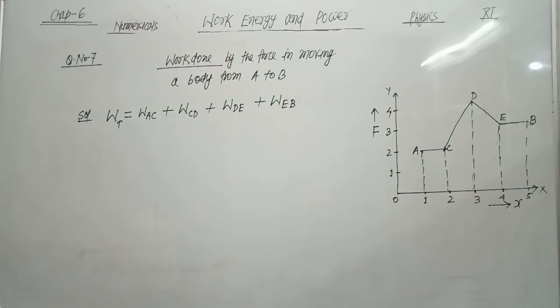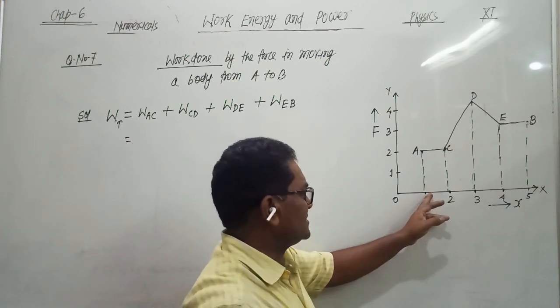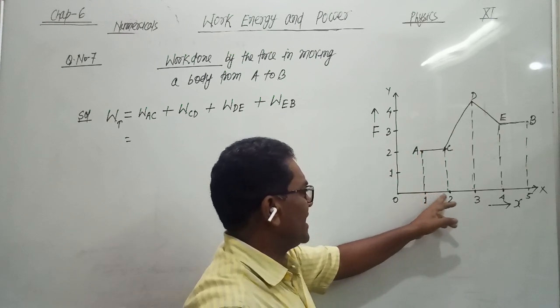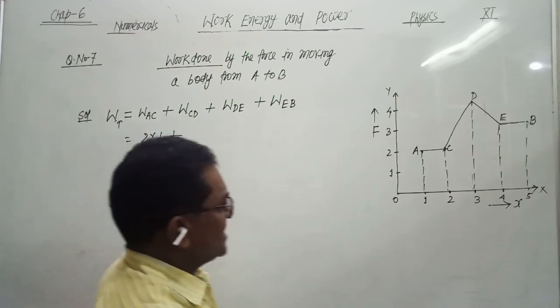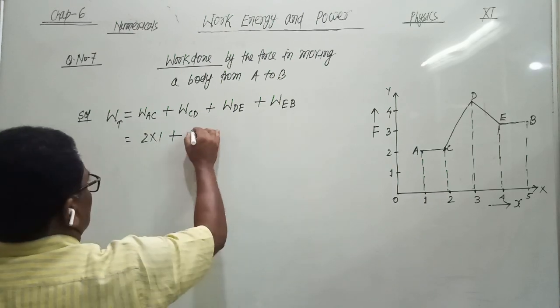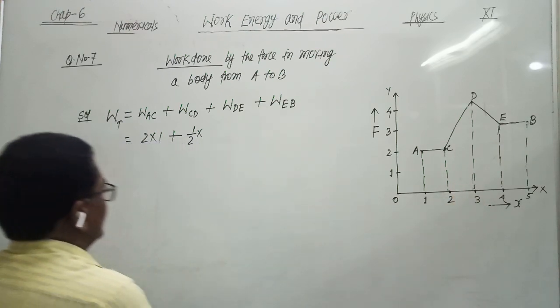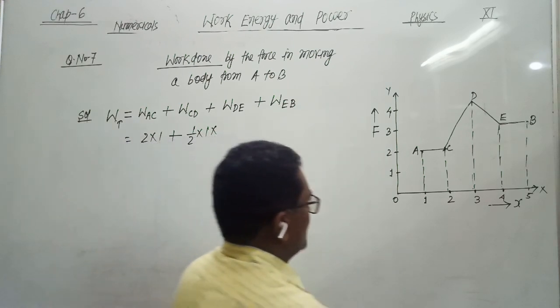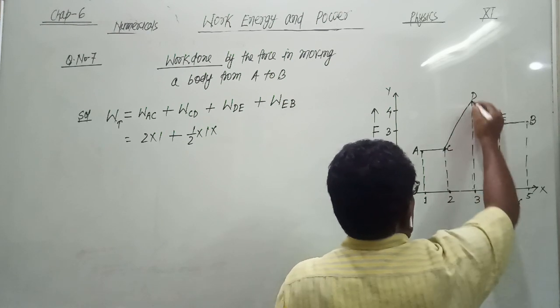Work done in going from A to C is found by finding the area of the rectangle. This is the rectangle and its area is length into breadth. This length is 2, breadth is 1. So 2 into 1, plus the area from C to D. This figure is a trapezium and the area of a trapezium is half into height into sum of parallel sides. Height means this distance from 2 to 3, separation is 1. This distance is 2 and this is 4, so the sum of these two parallel sides is 2 plus 4, 6.